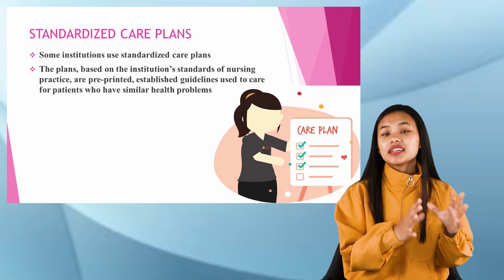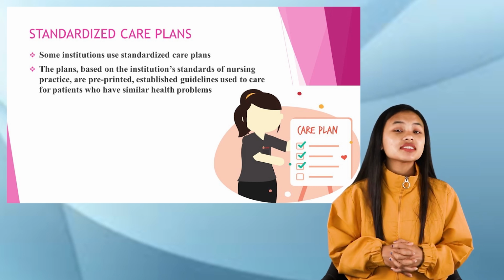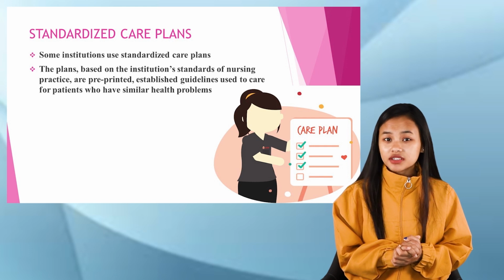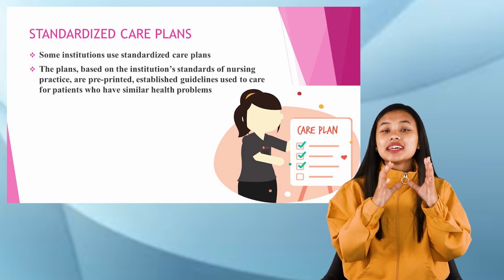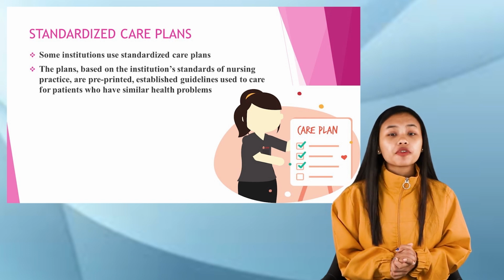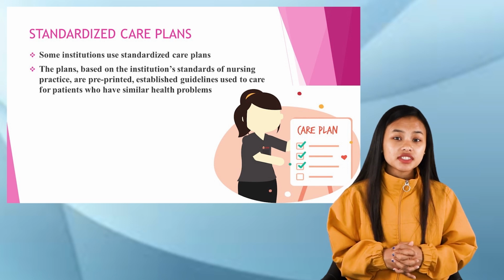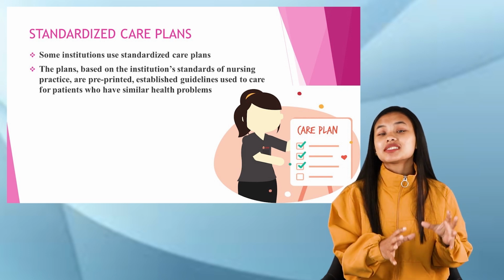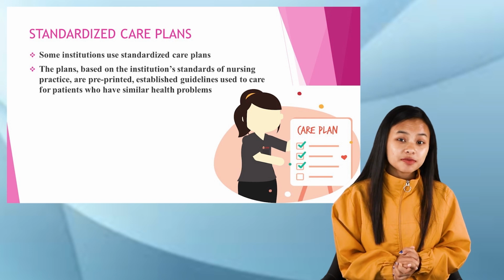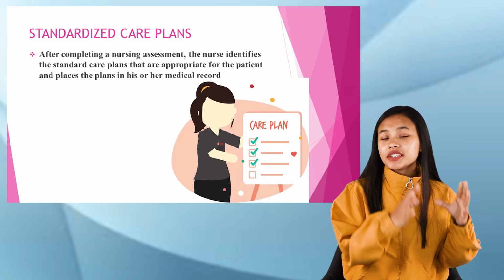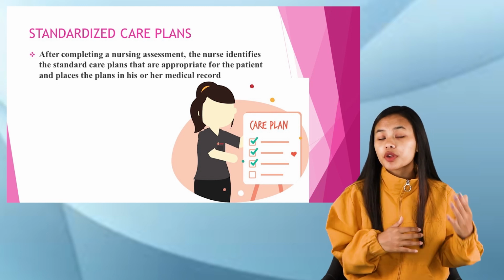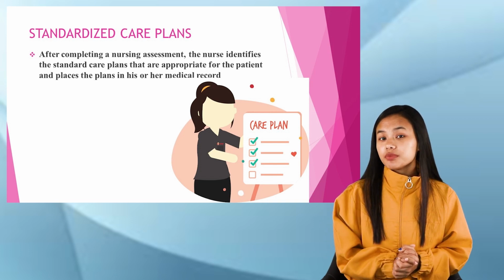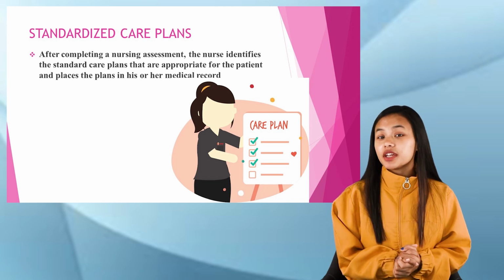The next one is the standardized care plan. Here each and every institution has their own standardized care plan. These plans are based on the institution's standards of nursing practice, which are pre-printed, and along with that the established guidelines which are used for providing care for patients who have a similar disease condition or similar problems. So first, the nurse will be assessing the condition of the client. Only after the complete assessment has been done will she start to identify the standardized care plan which will be appropriate for the client, which will be suitable for the disease condition of the client. And then she will record this plan in the client's medical record.